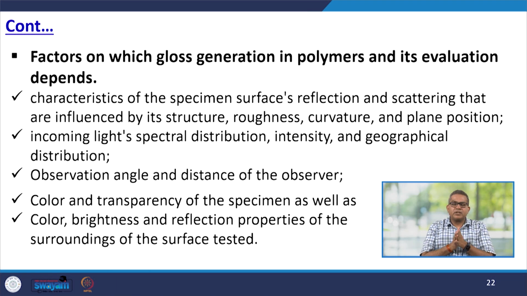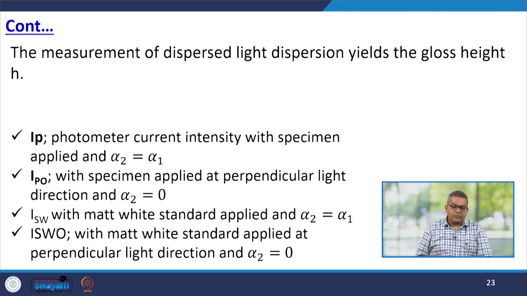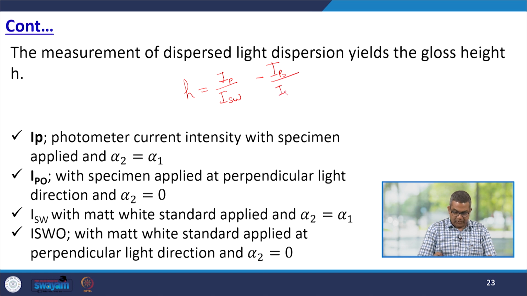Let's talk about the factors on which gloss generation in polymers and its evaluation depend. The characteristics of the specimen surface, reflection and scattering that are influenced by its structure, roughness, curvature and plane position. The incoming light's spectral distribution, intensity and geometrical distribution. The observation angle and distance of the observer, and the color and transparency of the specimen, as well as the color, brightness and reflection properties of the surroundings of the surface tested. The measurement of dispersed light yields the gloss height, say h. Now, this can be represented as h is equal to IP over IS minus IP naught over IS naught.